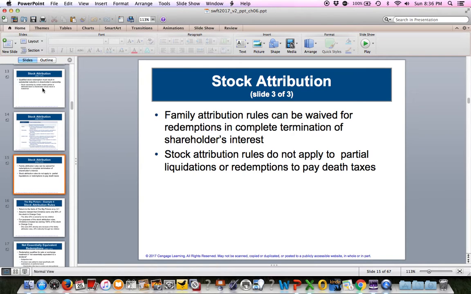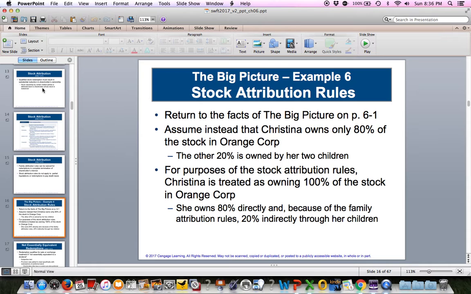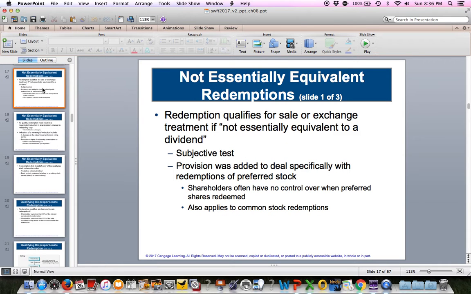Family attribution rules can be waived for redemptions and complete termination of a shareholder interest, and stock attribution rules do not apply to partial liquidations or redemptions to pay death taxes. Okay, I'm skipping the big picture stuff. Not essentially equivalent redemptions.